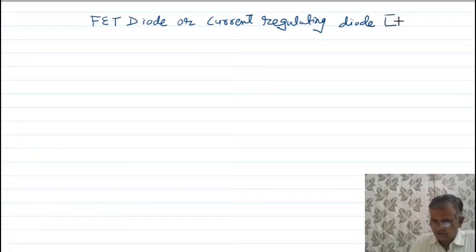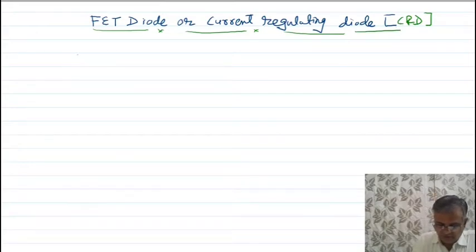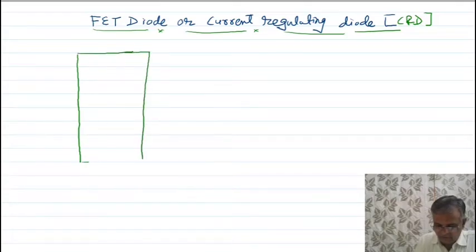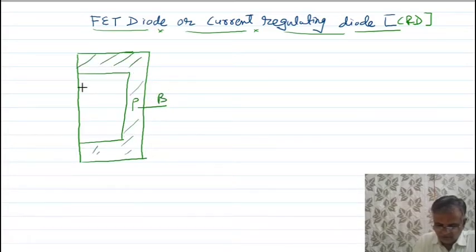In short, it is known as a CRD. Let us see its basic construction. This is your cross-sectional view of an N-channel depletion type field effect transistor. You know this. This is your base or substrate on which you are fabricating your field effect transistors, and this is your channel.